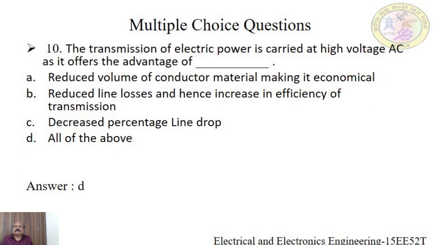Hence, the transmission of electrical power is carried at high voltage AC system because it offers these advantages. That is, reduction in the conductor material being used, hence it becomes economical. There will be reduction in the losses, hence the efficiency increases to a maximum value. Then the line drops will be minimum so that the quality of the power can be supplied. Hence the final answer is D.